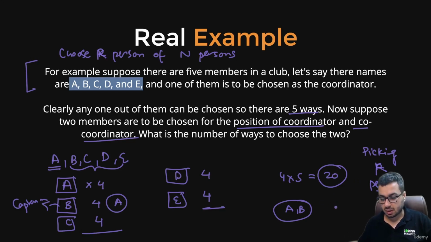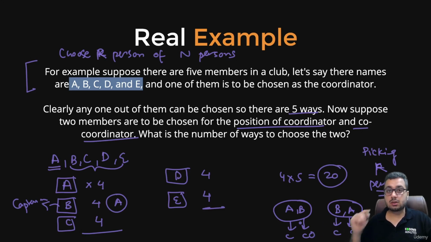Okay, so AB is not the same as BA. A comma B means A is the captain and B is the co-captain. So we are also permuting them; we are also finding all possible arrangements of them.